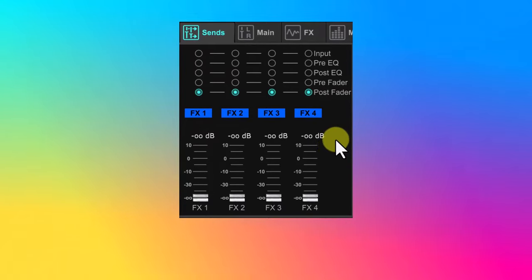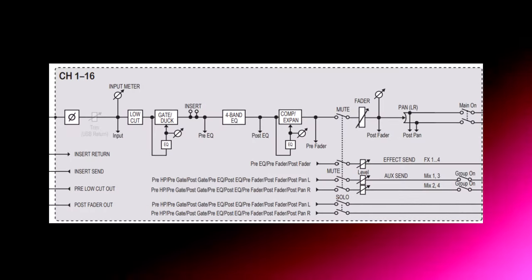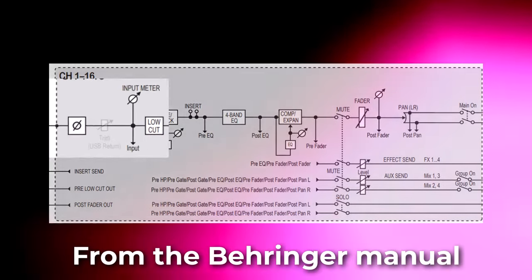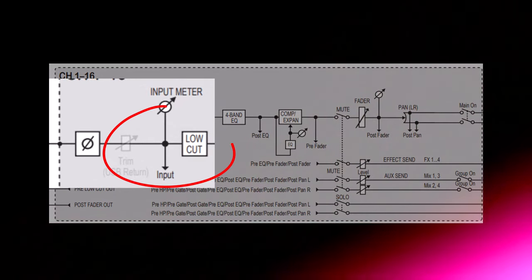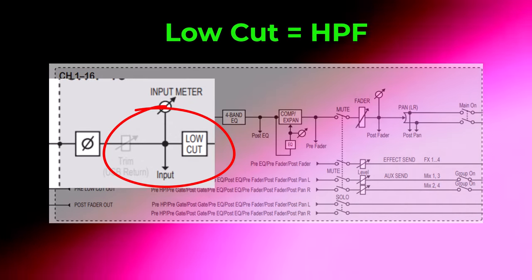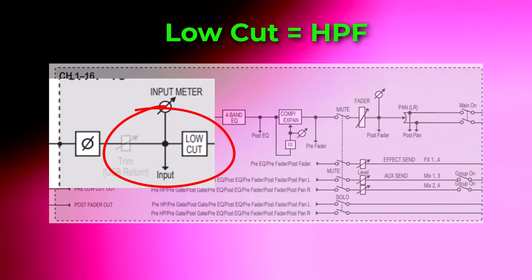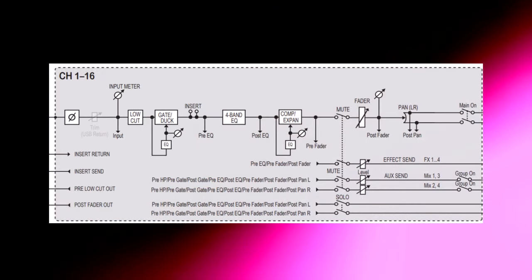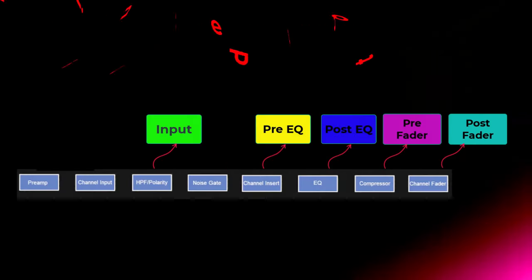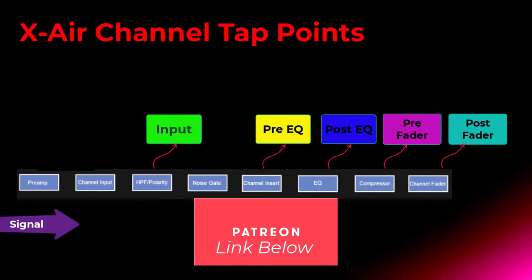One thing I noticed in the making of this video is that Behringer's own graphic showing the signal flow chart is wrong about the position of the high pass filter in relation to one of the tap points. I've made the correction on my signal flow chart, and I will upload this to the free tier of the Patreon page so everyone can get a copy of this.